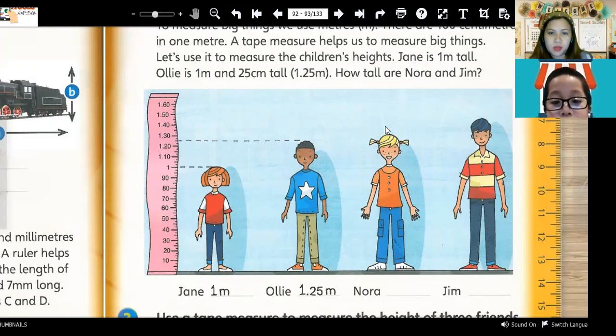Let's try to measure Nora. What's your answer? 1 meter and 30 centimeters. So that's 1.30 meters tall. Okay, so that's Nora. How about Jim?